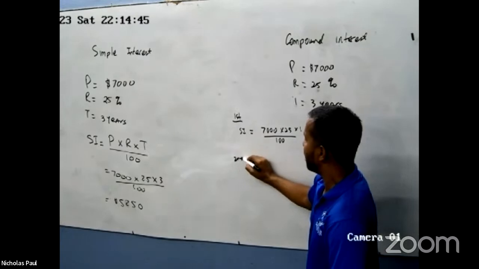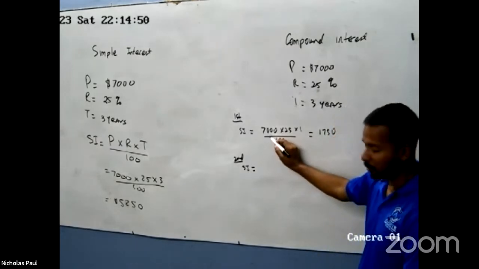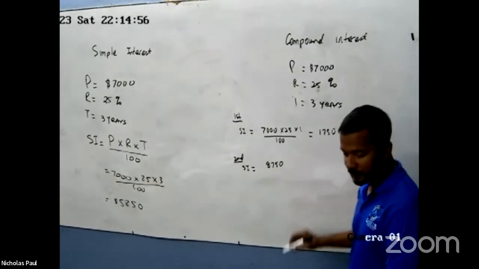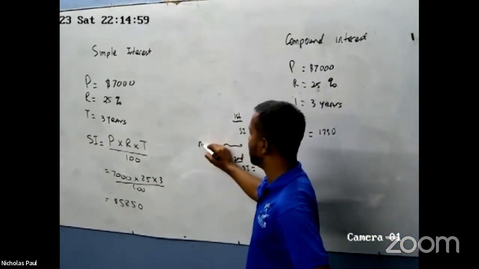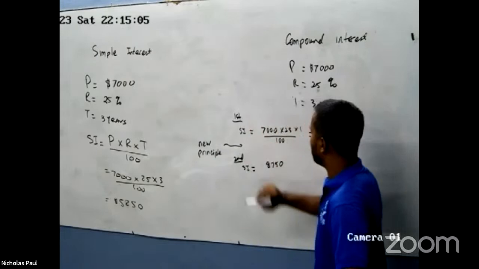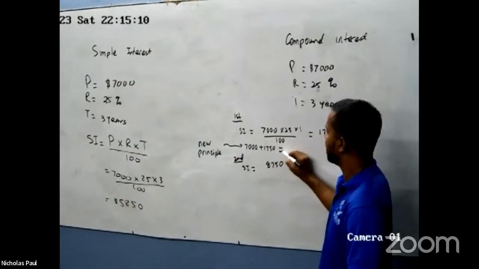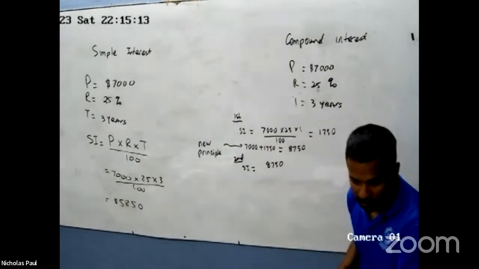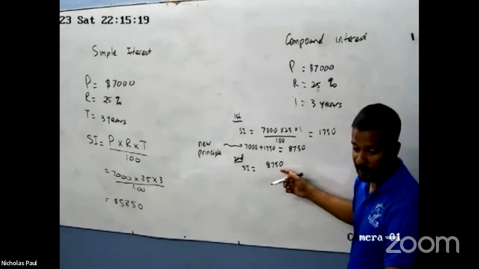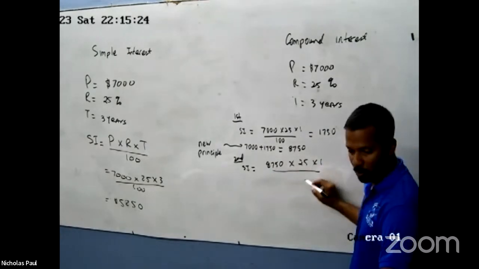So on the second year now, what do we do? We add 1,750 to the 7,000. So that'll be 8,750. Right here, you can write new principal. New principal will be 7,000 plus 1,750, which is 8,750. So simple interest is this now, on this, multiplied by 25 by 1, all over 100.